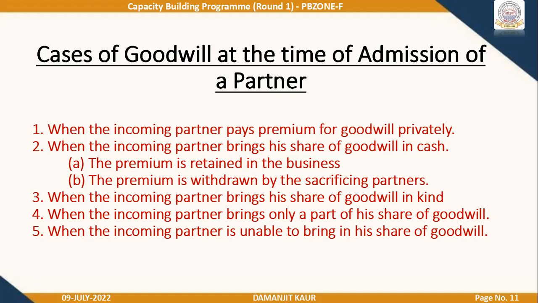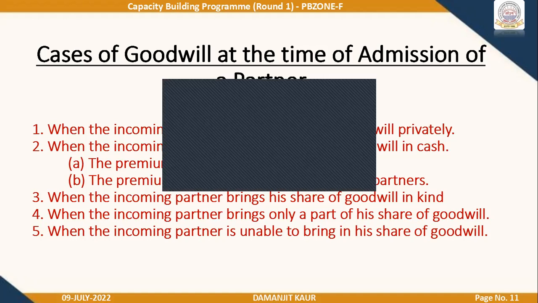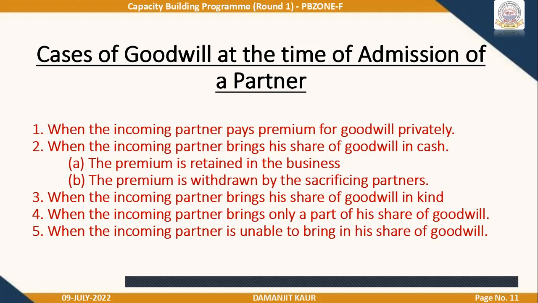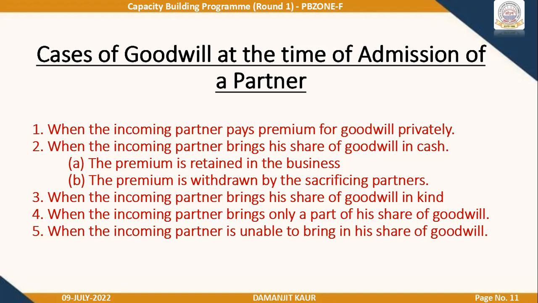Then third is the incoming partner brings his share of goodwill in kind. There is no problem with this method also. Instead of debiting cash or bank account, we'll debit the asset brought in by the new partner. That means if we suppose he brings in furniture, so first entry will change. That will be furniture account debited to premium for goodwill. Second entry will remain the same. That will be premium for goodwill to the sacrificing partners capital account in the sacrificing ratio.